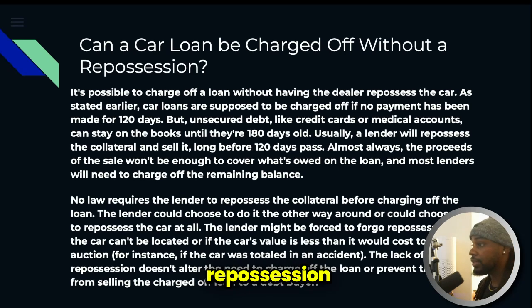So you can get a repossession before a charge off. And the lender can choose to do it the other way around or could choose not to repossess the car at all. So you can actually have a charged off car that hasn't been repossessed. That can happen. In those type of situations, because I'm sure that'll be a question, what I would challenge you to try to figure out is, if you had a car that was charged off but they didn't repossess it, how are you going to acquire the title for proof of ownership to sell that car or trade in that car?